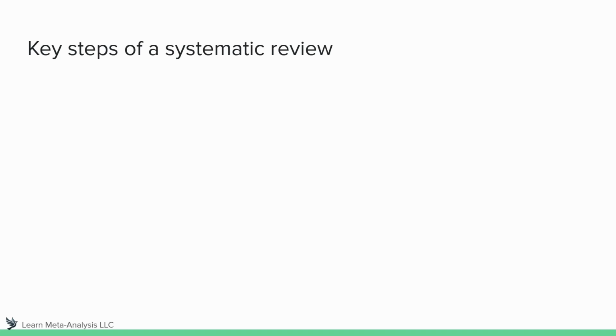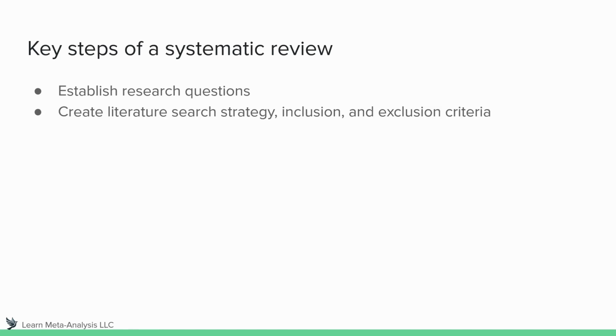Okay, so let's talk about the key steps that we want to see in this process now. So if you were going to conduct a systematic review, what are some of the key steps we need to have? And here I am using systematic review again as an umbrella term, not as a specific method, but all of the systematic review methods are going to follow a similar process. First and foremost, we often establish our research questions. We figure out what it is that we want to examine. Second, we tend to come up with our literature search strategy, our inclusion criteria, and our exclusion criteria.